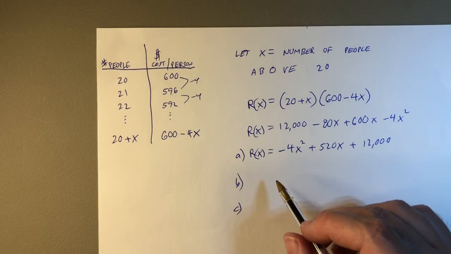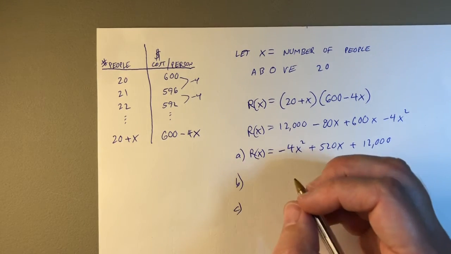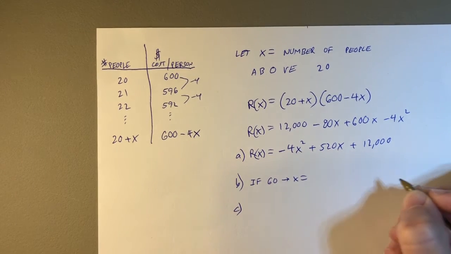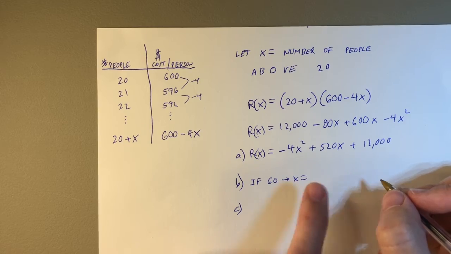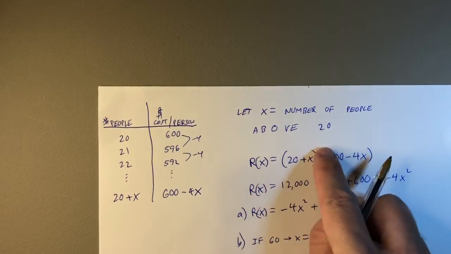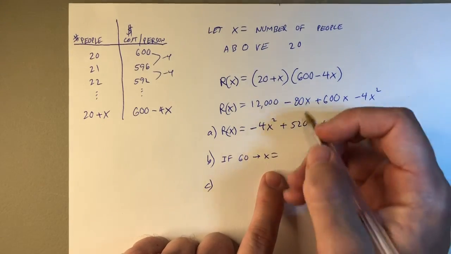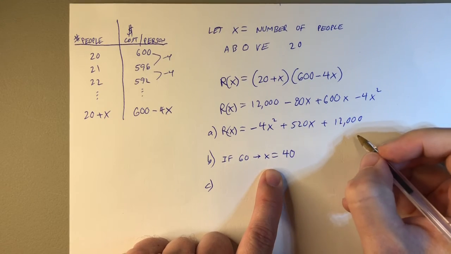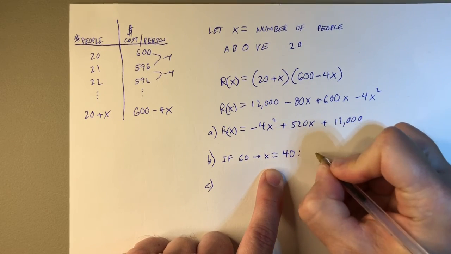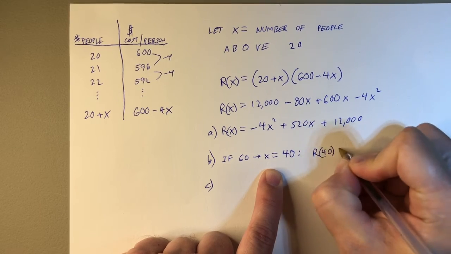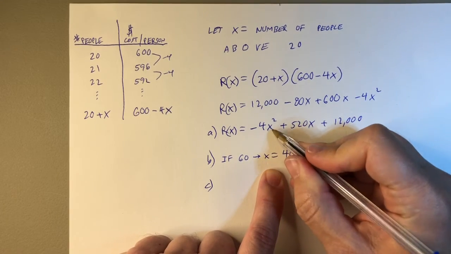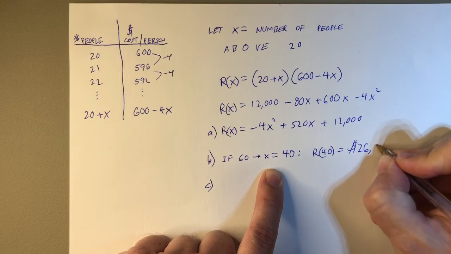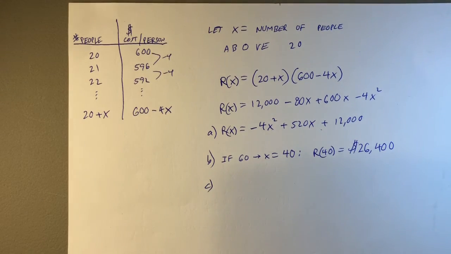Okay? Now, the next two parts should be elementary. Letter B is, what is the revenue per day if 60 people sign up for the cruise? Well, if 60 people sign up, then we should use x equaling what? Because remember, folks, x is the number of people above 20, more than 20. So in other words, you take 20 away from this 60, and x should be equal to 40. So if x is 40, you get R of 40 equaling, and then just plug that in your calculator. Plug in 40 for every x here in the revenue function, and I believe you get $26,400. That'd be the revenue for that day.